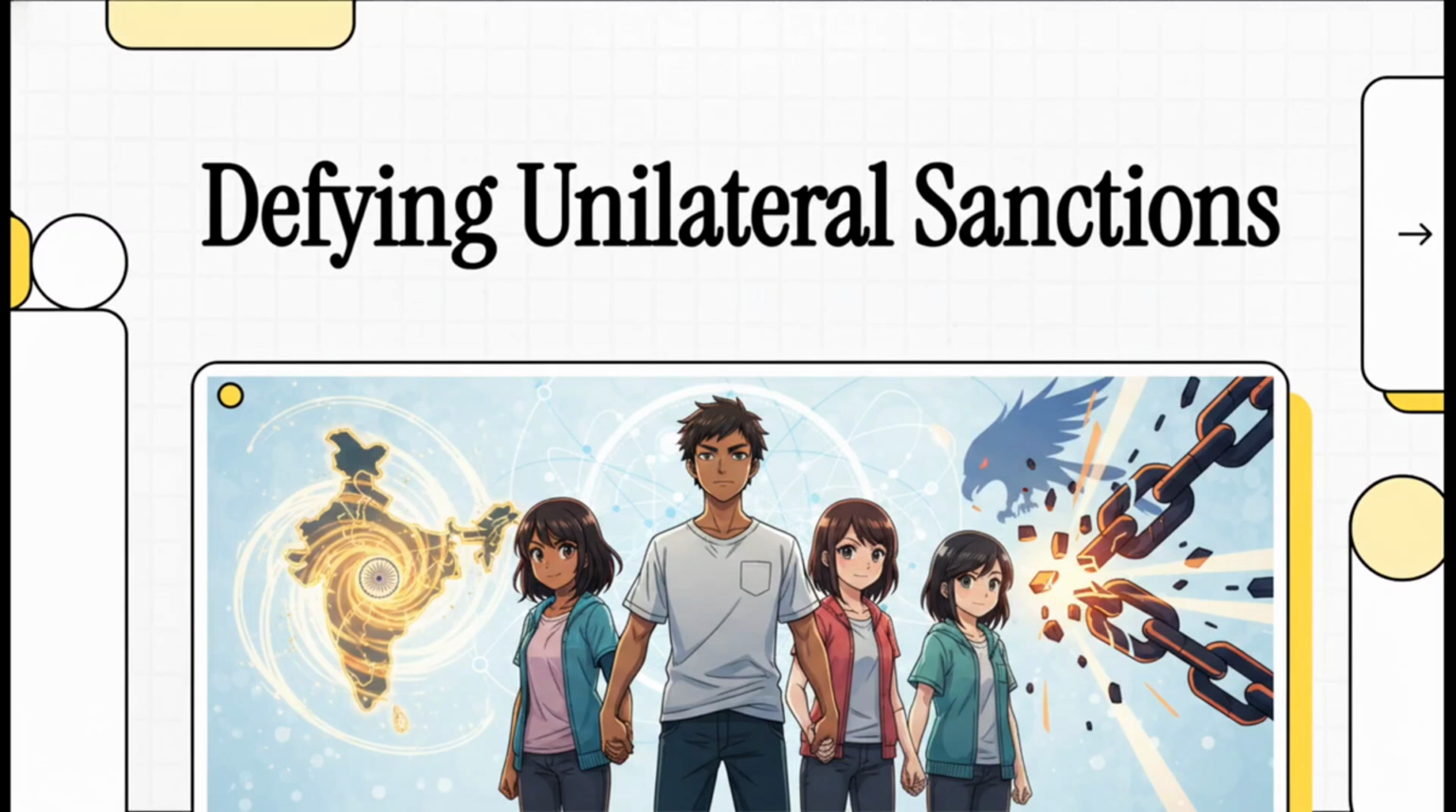Today, we're tackling a really important topic for your GS2 paper on international relations. We're talking about unilateral sanctions and how they really test India's foreign policy. This is something that comes up a lot in the mains, so it's absolutely crucial you get your head around the key ideas. So let's get right into it.